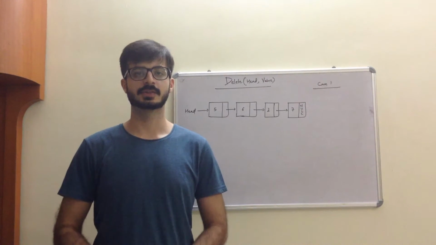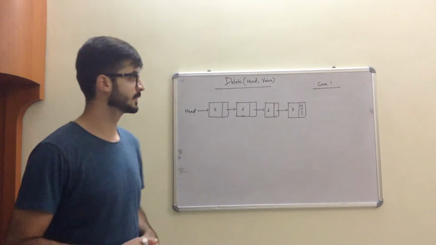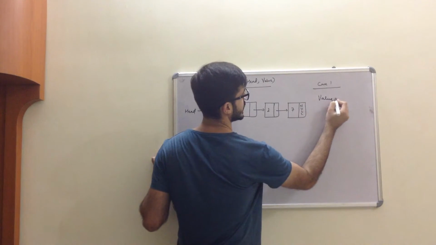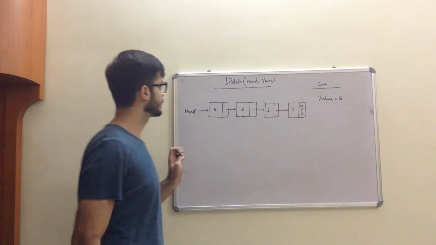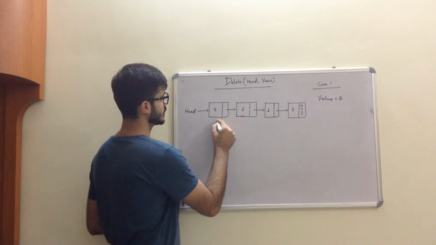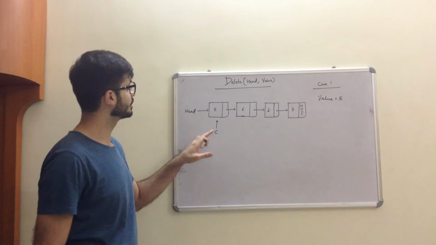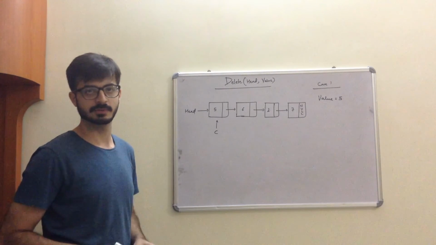In this video I will be talking about how to delete an element from a linked list. Let us look at the first case. Let us say I want to delete an element whose value is equal to 5. I start from the first node of the linked list, mark that as the current node C, compare the value with the value I am looking for.